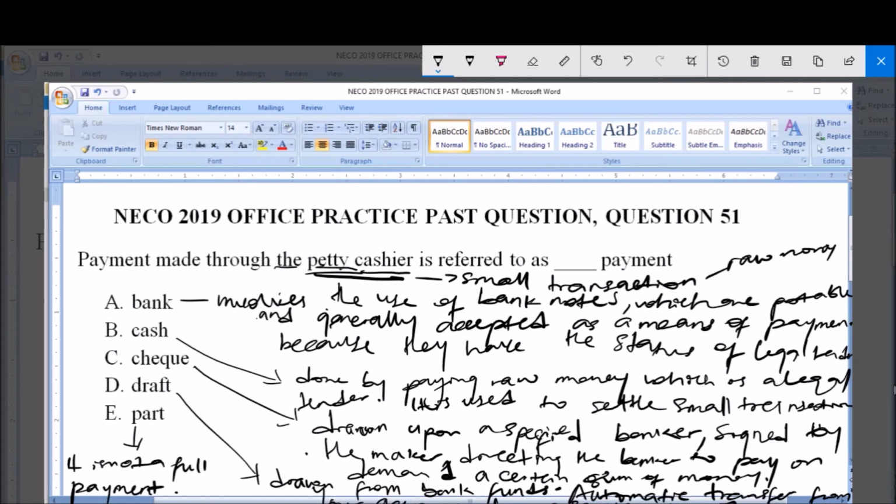B here, cash payment, is the answer to this question, because cash payment is done by paying raw money, which is a legal tender, and it is usually used to settle small transactions. And a transaction involving a petty cashier is a small transaction, and it involves the use of raw cash, raw money. So the answer to this question is option B, cash payments.